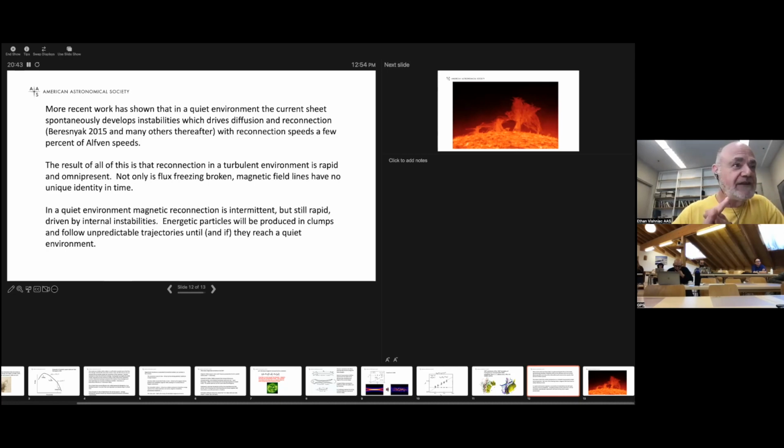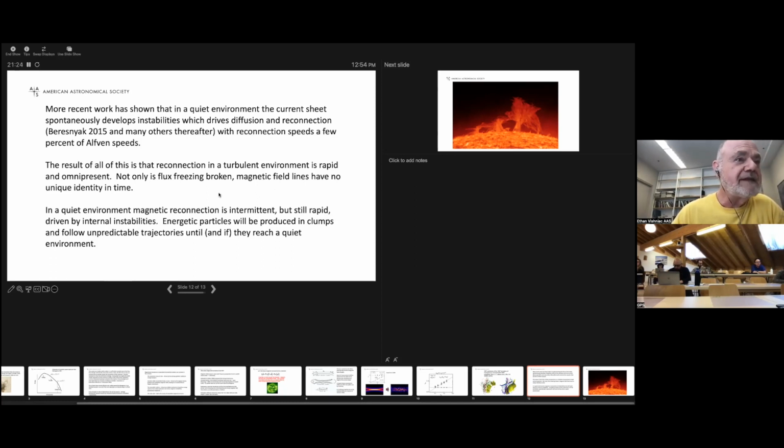So what all this tells you is that reconnection in a turbulent environment is rapid and omnipresent. In an environment where turbulence fills the whole space, you expect that it'll be somewhat intermittent, but so rapid that it'll be difficult to store large amounts of excess energy in the magnetic field and release them suddenly. You tend to get a web of reconnection events going off one after another with a fluctuating overall energy release rate.